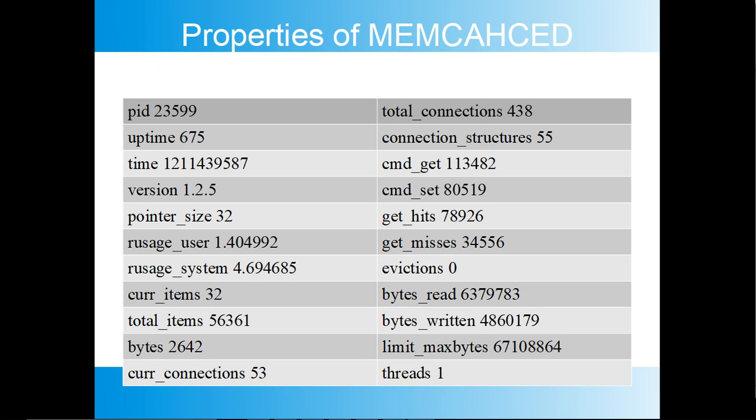Then the properties of memcached. Actually, we have a memcached server. It has a lot of properties and stats for each key value pair. For example, you can see CMD get. This means how many times this data has had a get call. CMD set is how many times this has been set. Get hits, how many hits, how many misses. Likewise, a lot of properties are there for these key value pairs and overall statistics. You can see current connections.